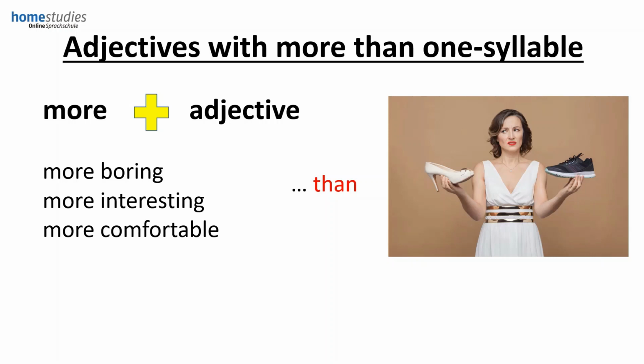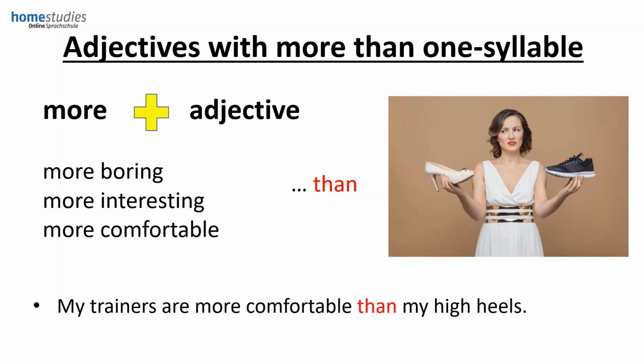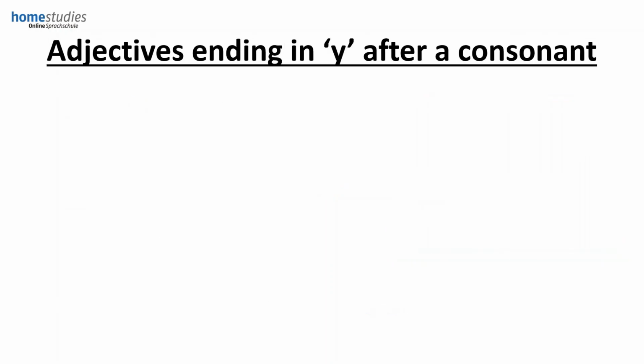Okay, here's the sentence that I created. My trainers are more comfortable than my high heels. So here I am comparing two things. I'm using the word than to do so, and I've used the adjective comfortable, which has more than one syllable. Therefore, I will put more before the adjective.